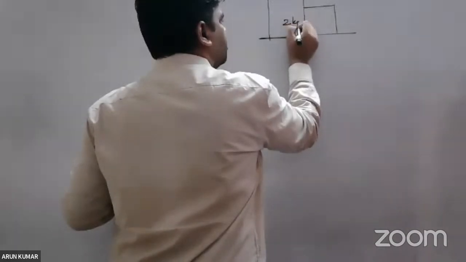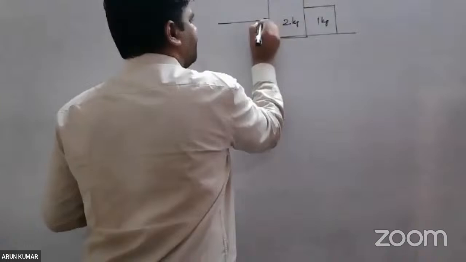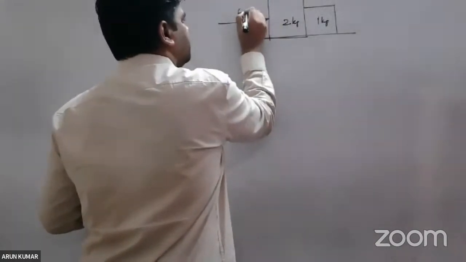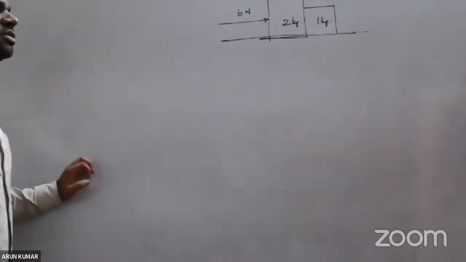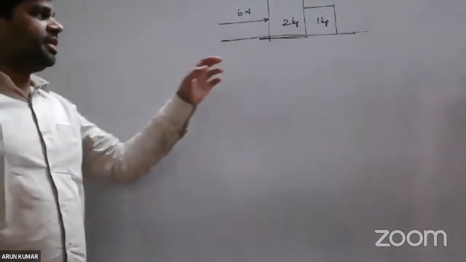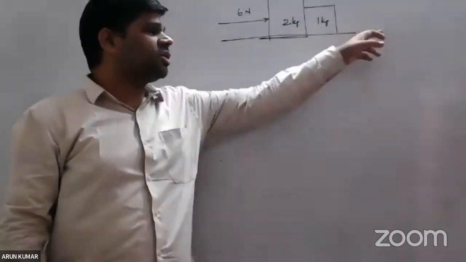This is a 2 kg block. This is a 1 kg block. I am applying a force of 6 Newton. We are required to find the acceleration of the blocks and the reaction between the blocks. See, this block is pushing this block, and that's why this block is moving ahead.